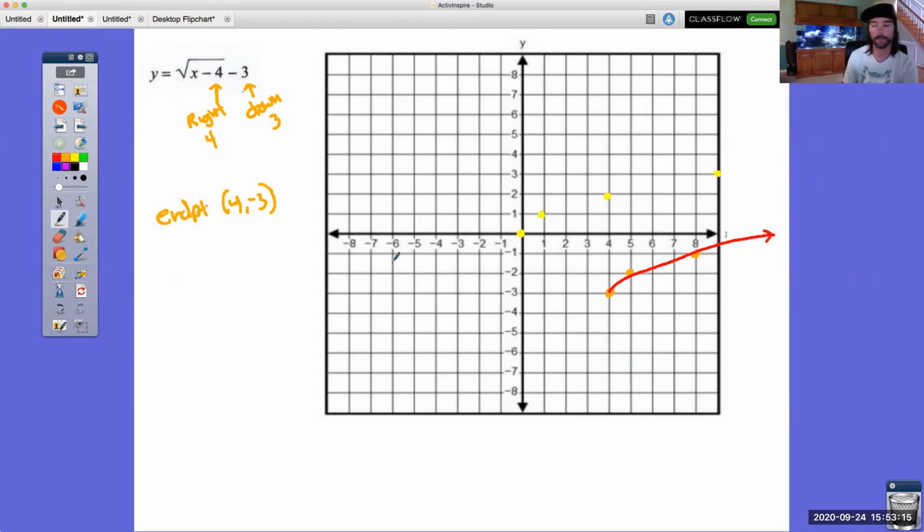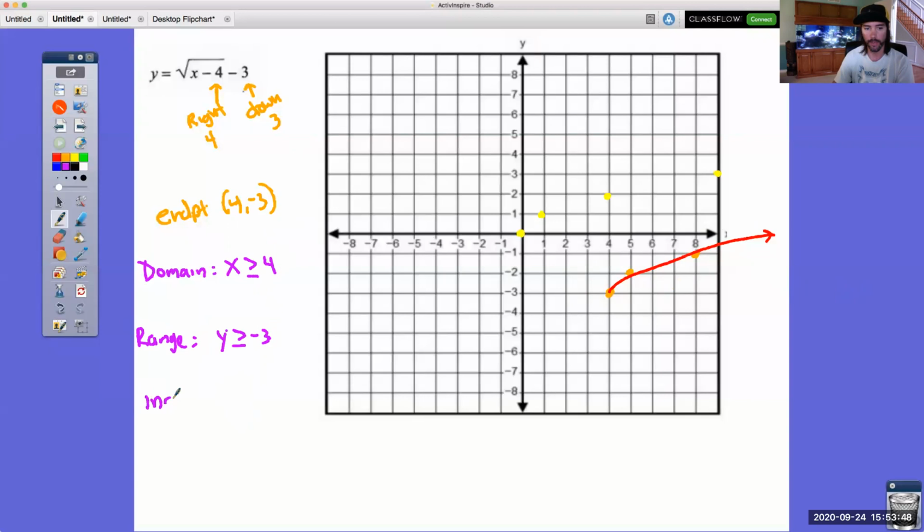If you want, let's do the domain and range. It's not bad practice. The domain is all the x values. The x values start where the endpoint starts and go to the right. The endpoint has an x of 4. So the x values have to be greater than or equal to 4 because the graph goes to the right. The range is all the y values. The y values start at negative 3. The graph goes up, so it's got to be above negative 3. Y is greater than or equal to negative 3.